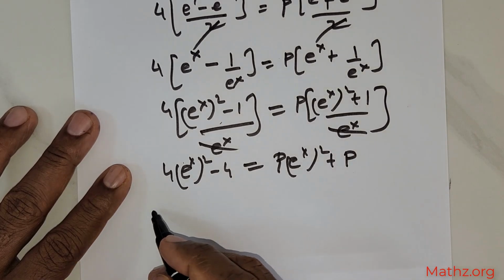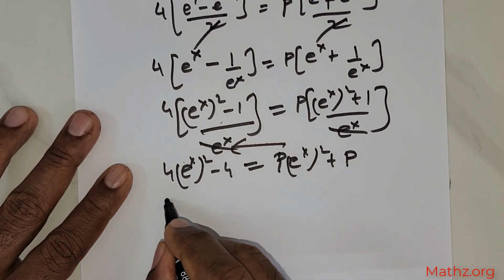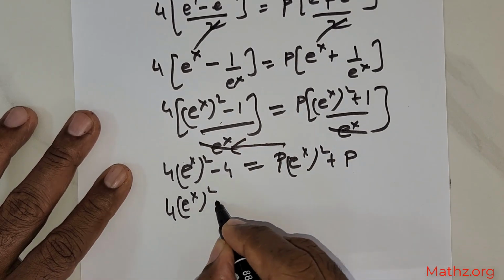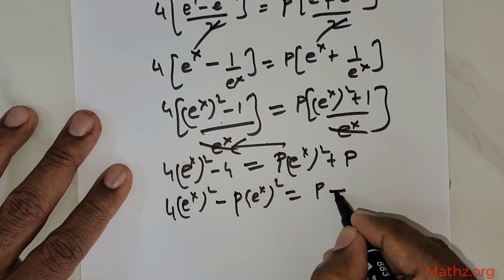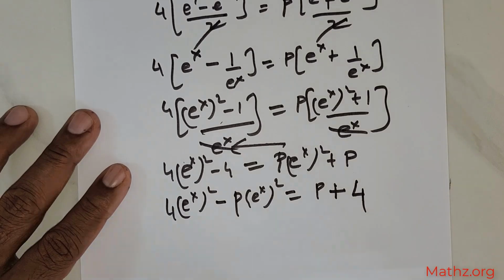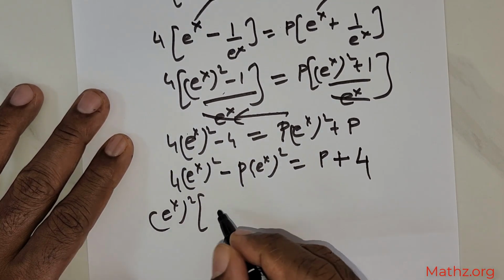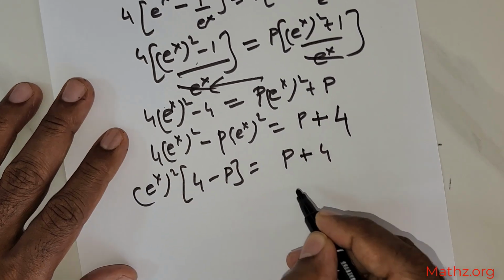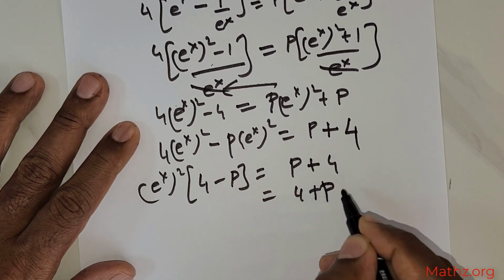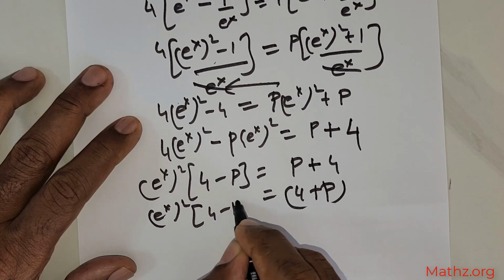You move the p term this side with e raised to the power of x the whole square. So 4 times e raised to the power of x the whole square, negative p times e raised to the power of x the whole square is equal to p. This one is going to be positive, right? So I take e raised to the power of x the whole squared out. I get 4 negative p. I get p positive 4. So I'm going to write this as 4 positive p, and this is e raised to the power of x the whole square of 4 negative p.